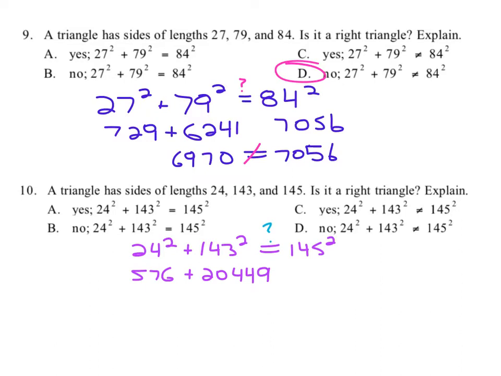And let's see. Those two together equal 21,025. I'm just going to write that down. And then we got 145 squared, and that is 21,025. Yep, equal. So we say they are equal. Yes, because they are equal.